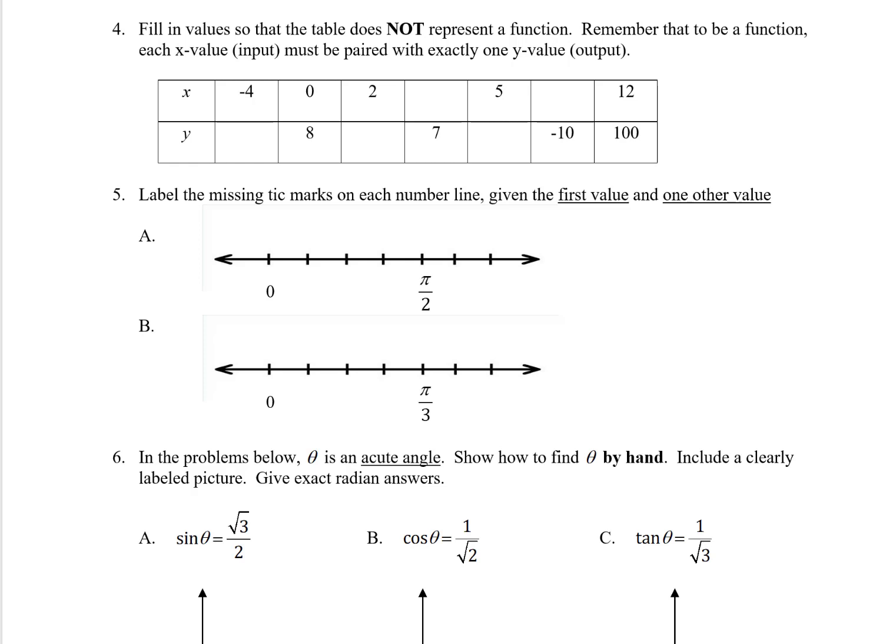For example, what if I repeated the input of 2 here? 2 is going with 7. Well, as long as I fill in any number except 7 in this box, I'm going to violate the definition of a function. I'll put a 6 in there. You can't have 2 coming in and sometimes giving you 6, and here 2 comes in and now gives you 7. That's no good. That's not a function.